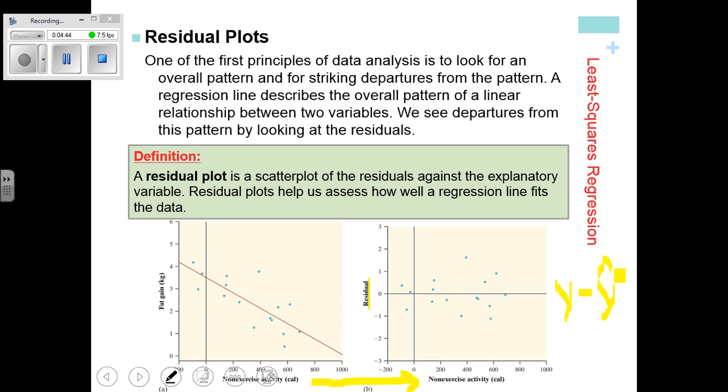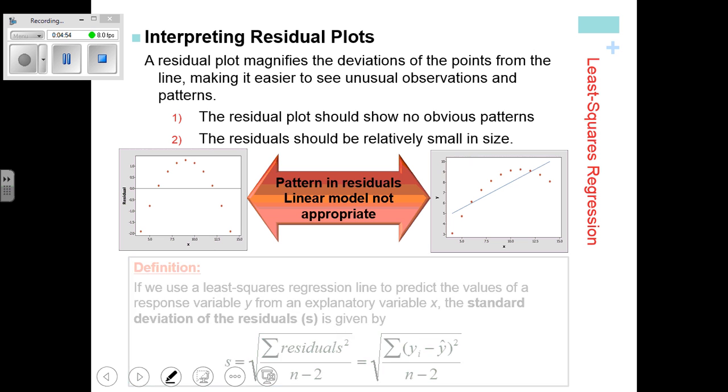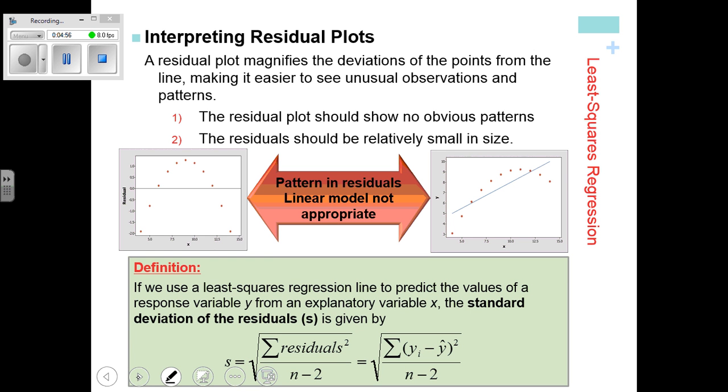And so when we look at these residuals, we're looking at a couple of different things to tell if it's a good model. First of all, the residual plot should show no obvious pattern. If you look at these two residual plots here, they have these obvious curves, and they will be very obvious curves.